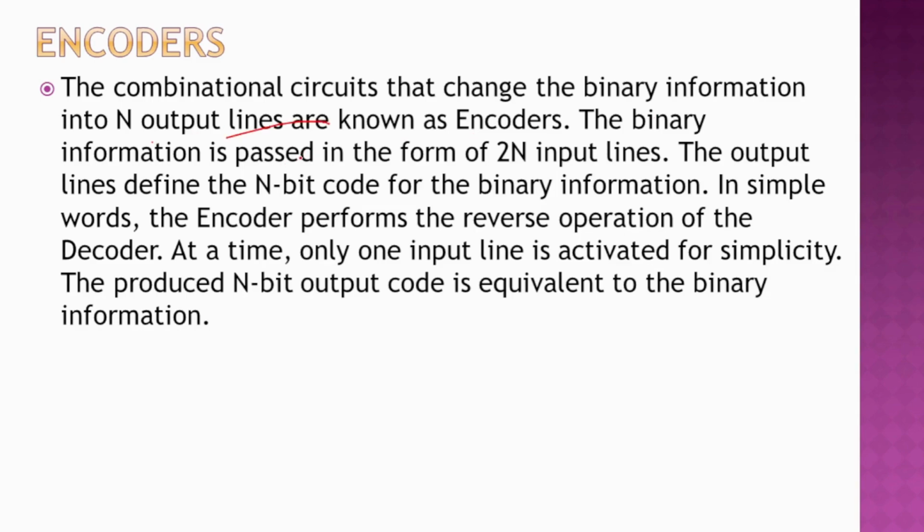The binary information is passed in the form of 2^n input lines, and the output lines define the n input. It means if you give an input value of 2^n, with the help of the encoder you will get the output as only n. So the 2 gets cancelled when the input is converted to the output by using the encoder, and the encoder performs the reverse operation of the decoder.